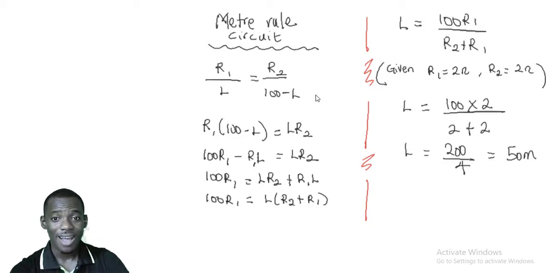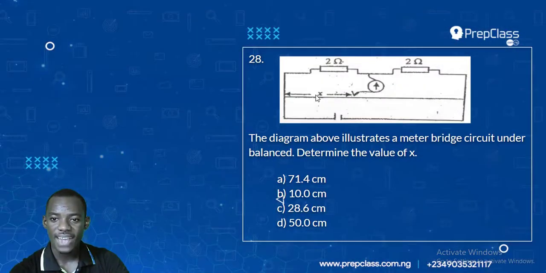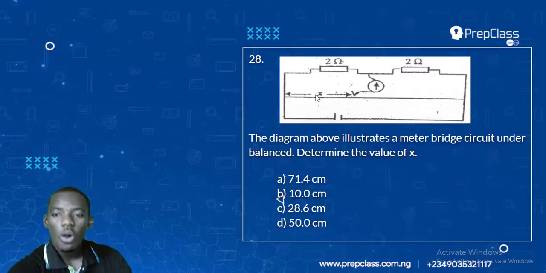Okay, do you get that now? R1 over L equals R2 over 100 minus L. Okay, good. So let's look at the question. The question is simply saying that we should find the value of x. Actually, that x represents my L. That's the position of the length. So let's find the value of the length.